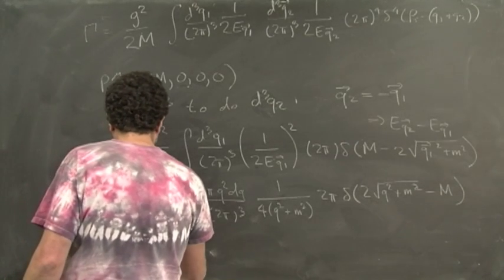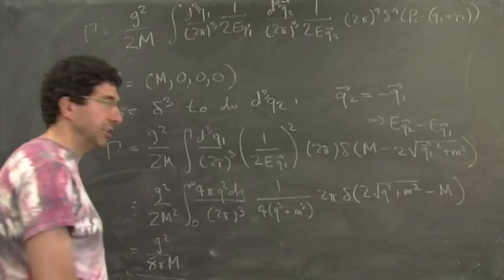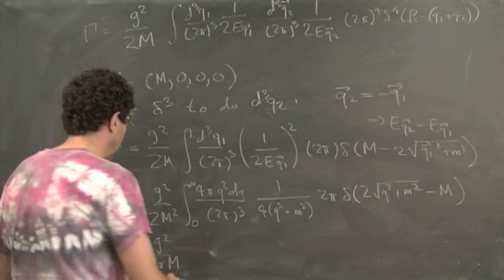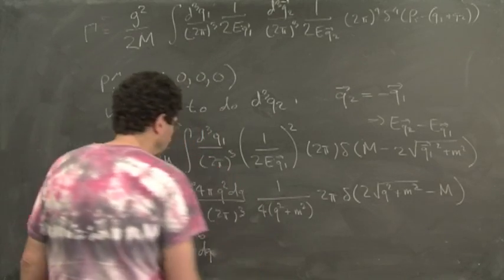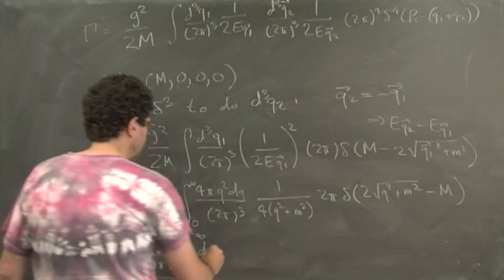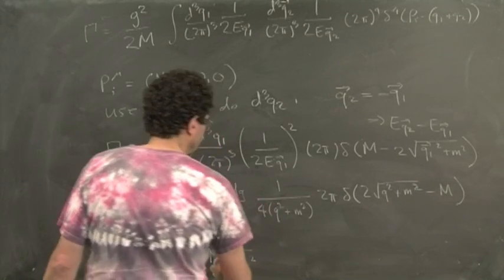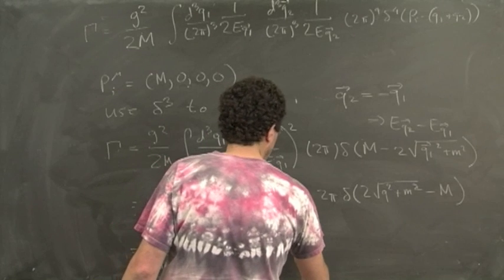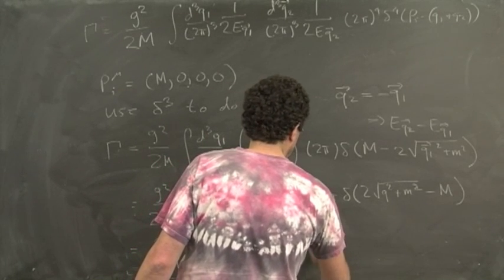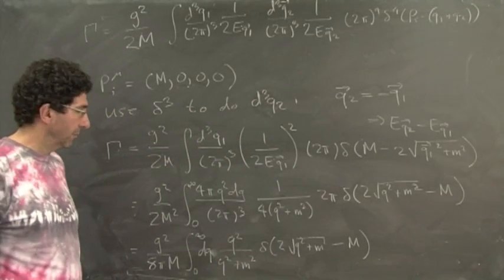At least according to my notes, if you do that, what you should get is a net factor of g squared over 8 pi m. So just cleaning this up a little bit, we have the integral from 0 to infinity dq. And what is the integrand? Q squared over q squared plus m squared, collecting these various factors, times the delta function of 2 square root of q squared plus m squared minus M. Okay, so that's just cleaning up the previous expression.